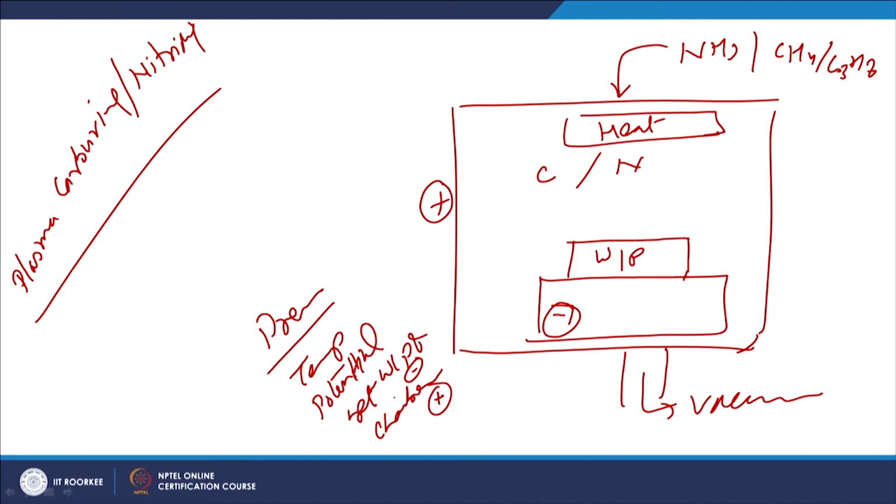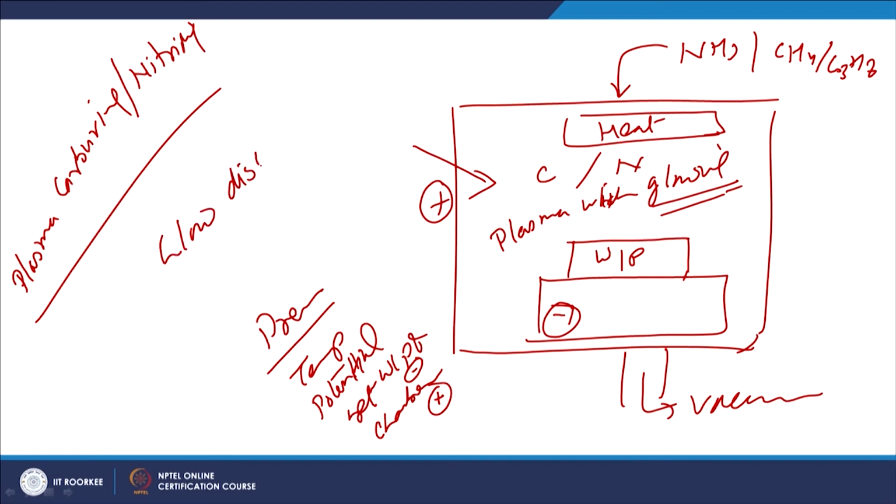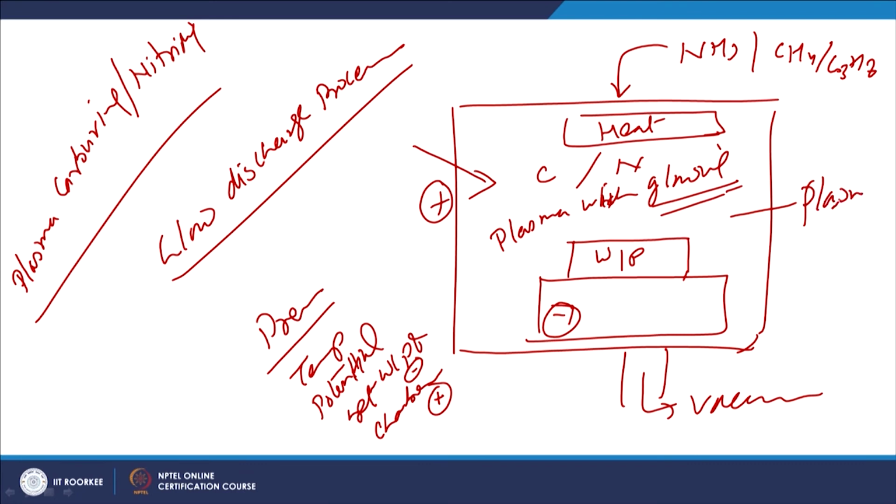Whenever the plasma of that particular plasma forming gas is formed through the discharge process, we get the plasma which is glowing. This glowing plasma leads to the very typical feature of this kind of process, and that is why it is called the glow discharge process. And this glow discharge is typically indicative of the formation of the plasma during plasma carburizing or plasma nitriding.